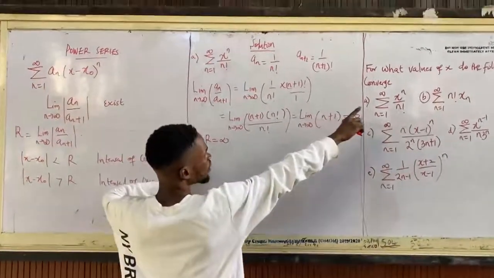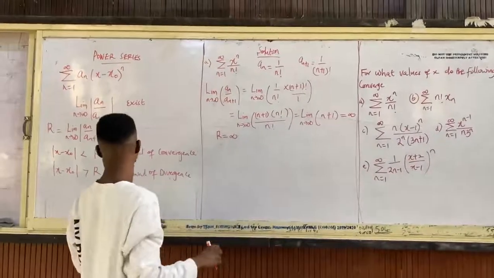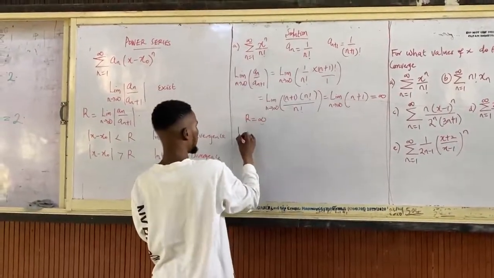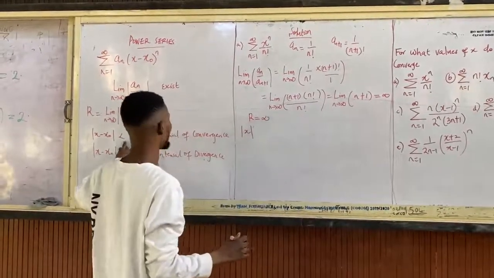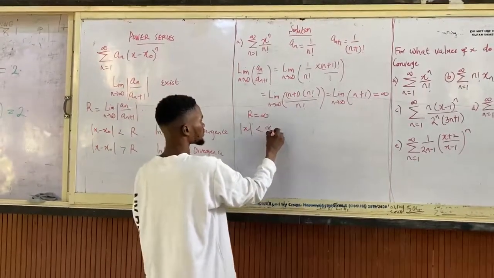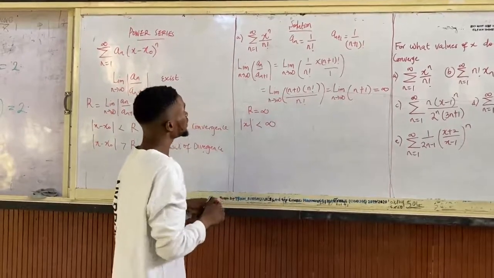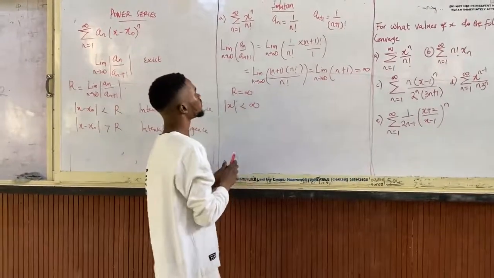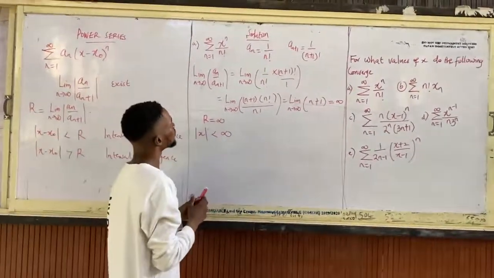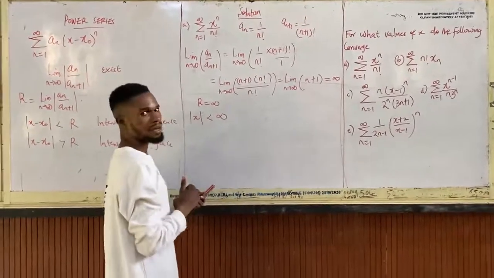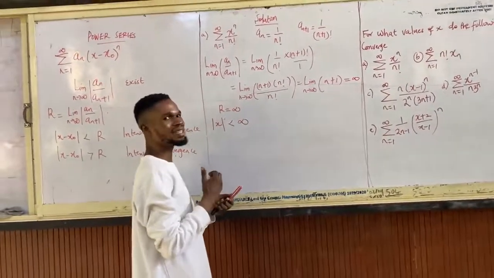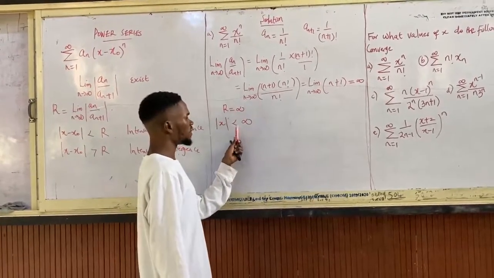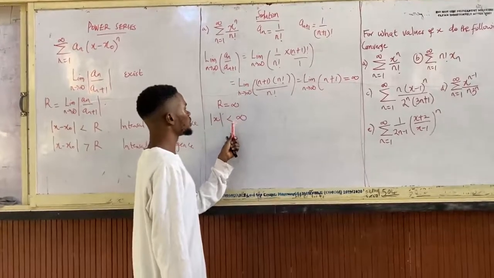So for what values of x do the following converge? The interval of convergence: we take this x, and the absolute value of x is less than infinity. That means this series converges for all real numbers. It converges for any value of x that is less than infinity. It converges uniformly and absolutely.